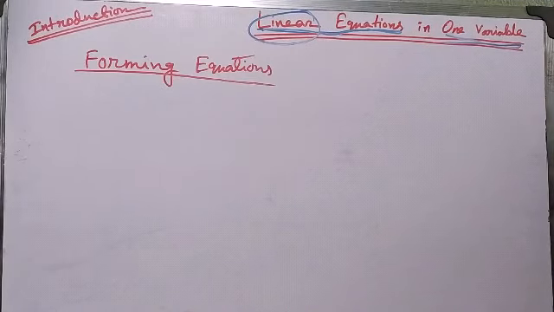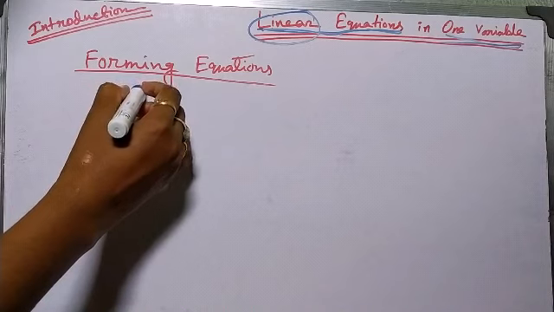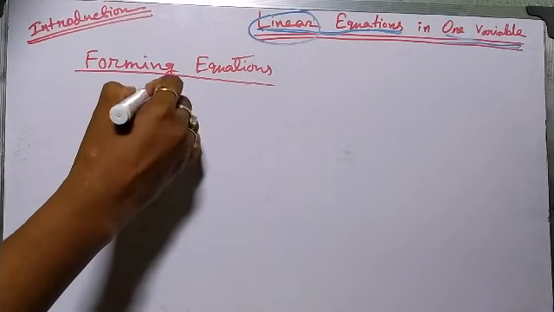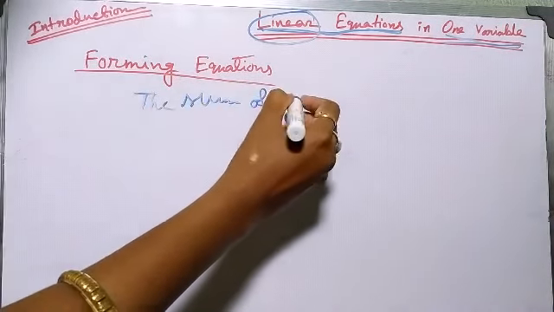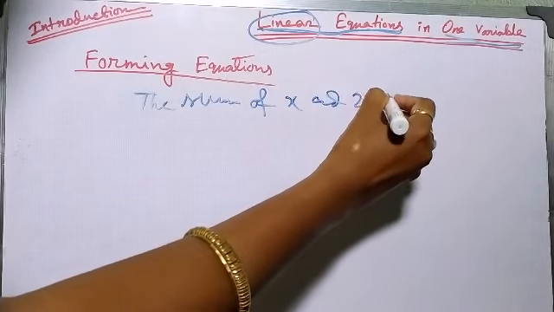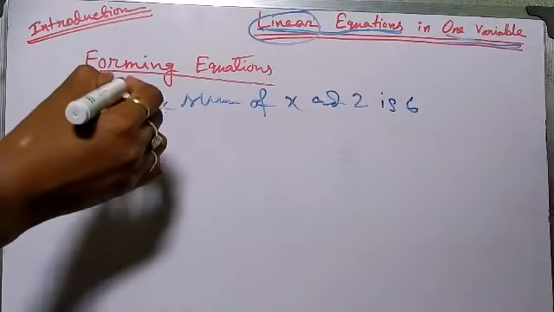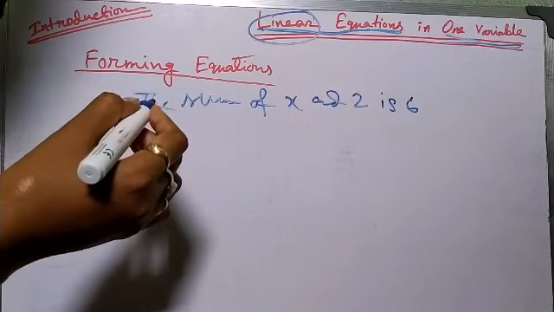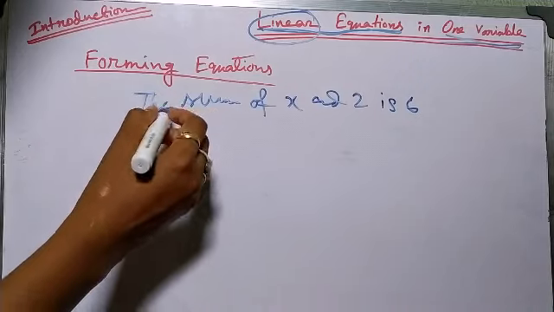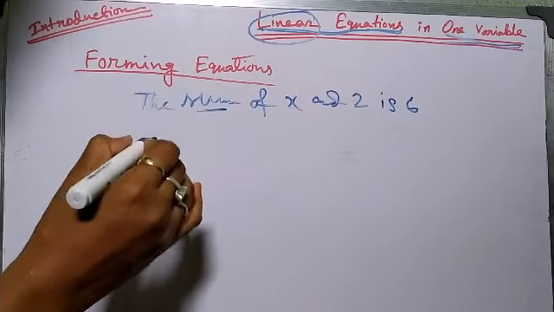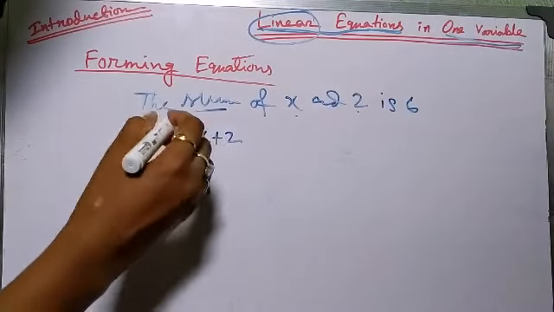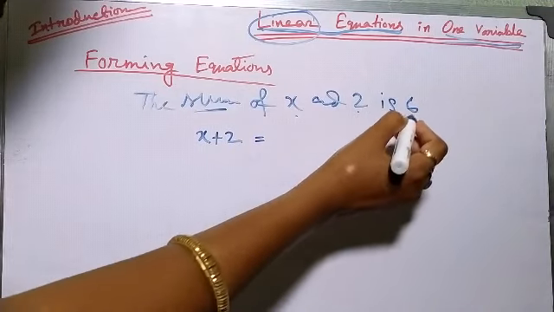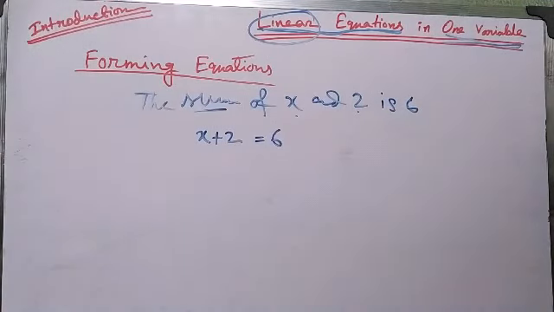Next topic is forming of equations. That means how to form the equation. Suppose any statement is given, suppose the sum of x and 2 is 6. Then how to form the equation? Sum means addition, we know that, plus. So sum of x and 2, that means x plus 2 is, that means equal to, 6. That is the forming of equation.